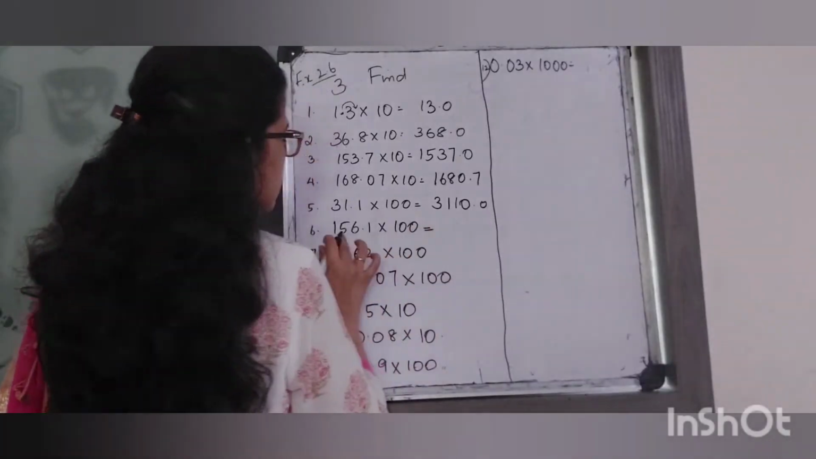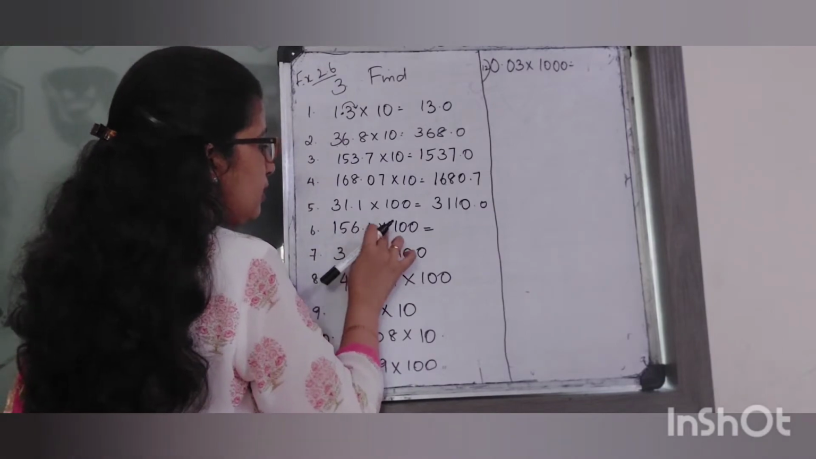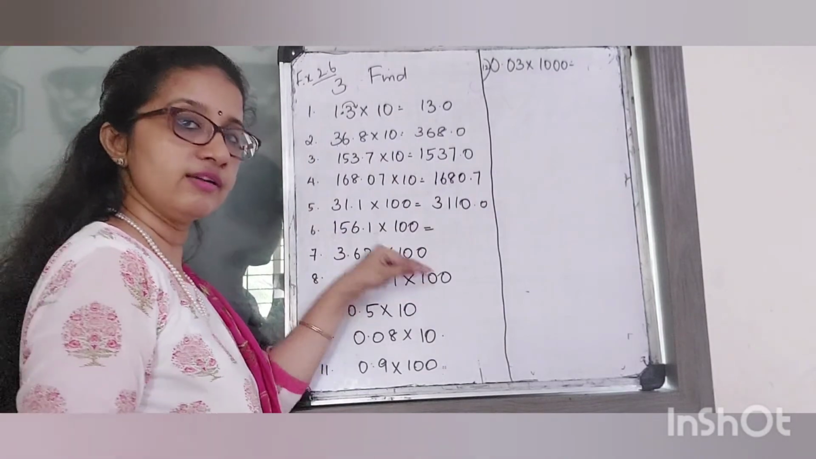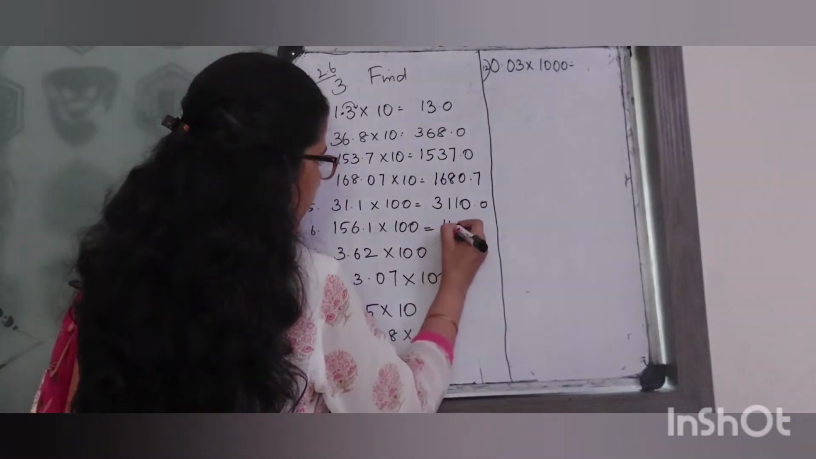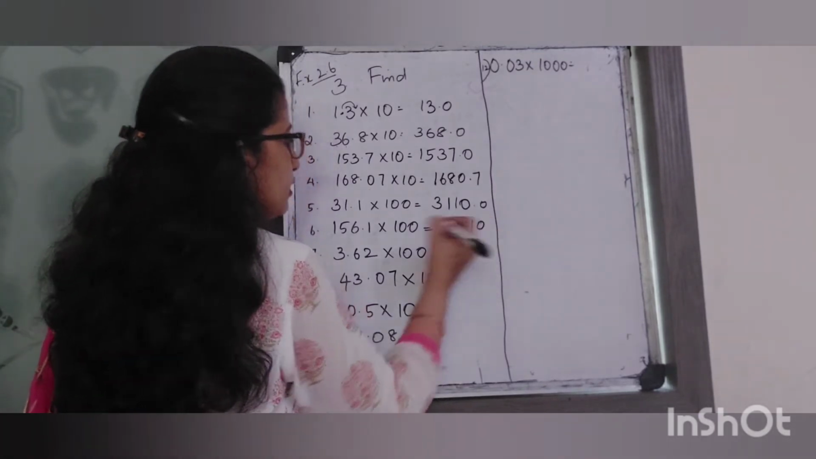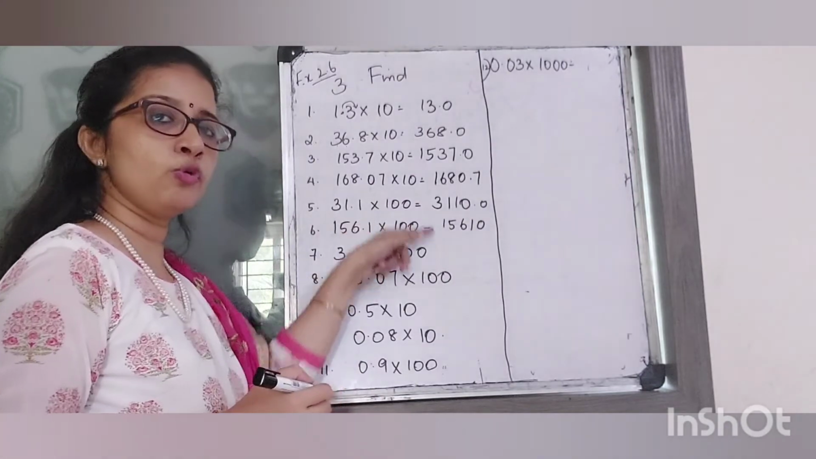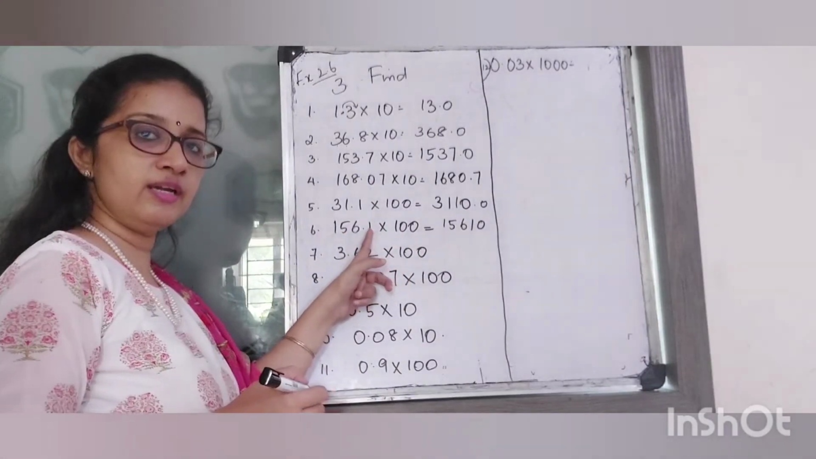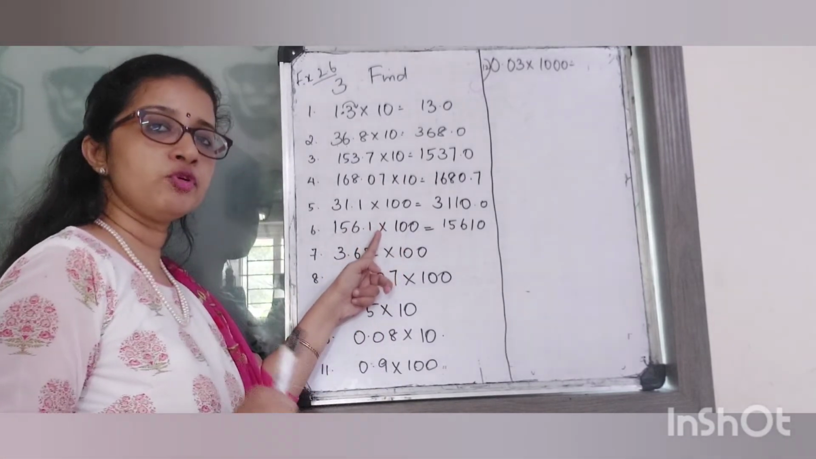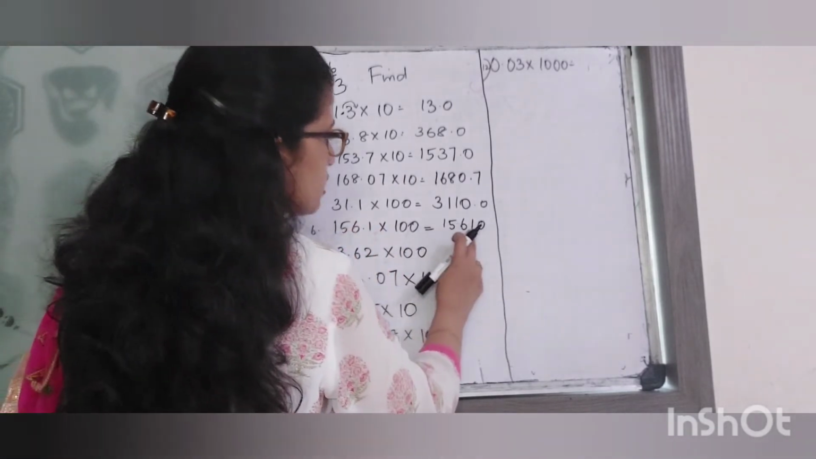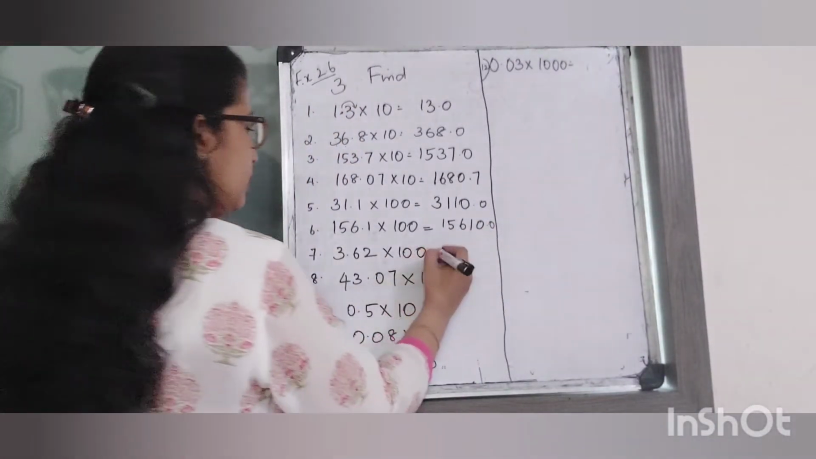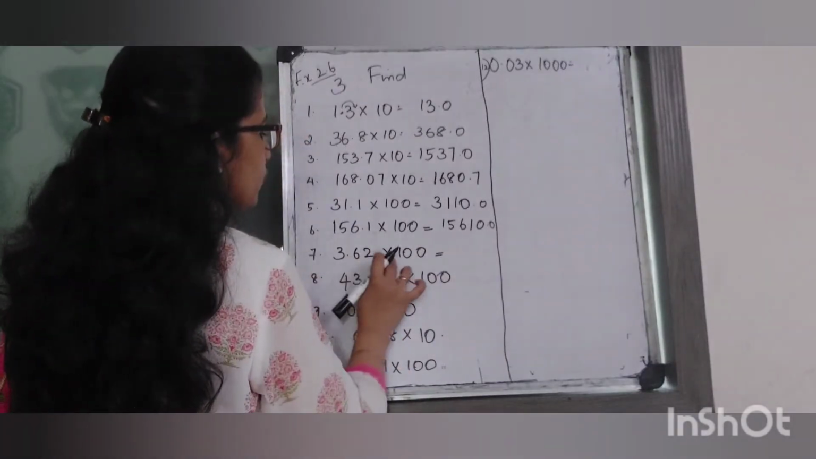Okay. Now the next question is 156.1 into 100. Again we have to shift the decimal point two places to the right. So the answer will be 156.1. Again we have to put a 0 here so that we can shift it two places, because there is only one digit here. So if we are going to shift it two places, an extra 0 we have to add. So the answer will be 15,610.0 or 15,610.